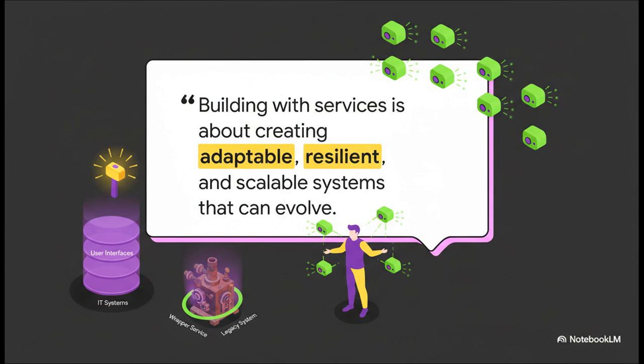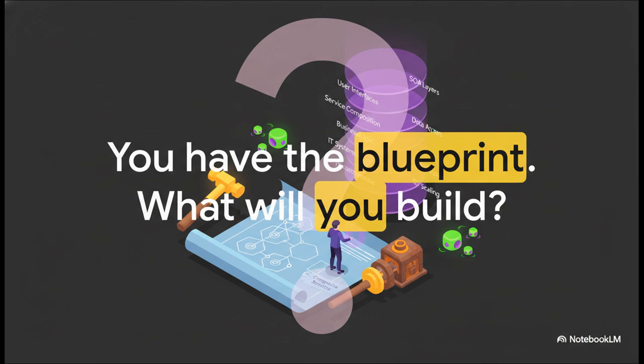And it all comes down to this. This isn't just some technical exercise we do for fun. The entire purpose of this architectural approach, the reason we do all this, is to build systems that don't break when they need to change. It's about creating software that is adaptable, resilient, and scalable enough to evolve right alongside the business it serves. So, we've walked through the problem, we've laid out the blueprint, and we've examined the modern building blocks. You now have the core principles of a master builder. The only question left is the one you see right here. You have the blueprint. What will you build?